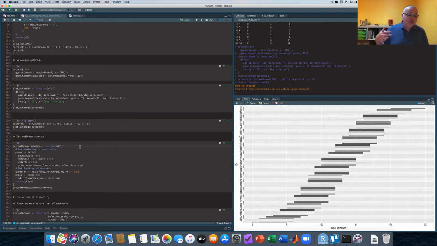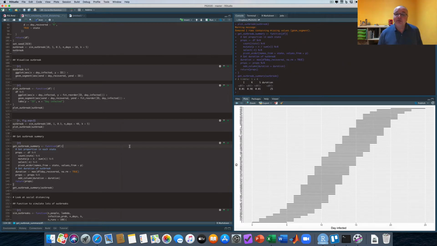And also we're going to look at how long this outbreak takes. So here's my little summary. For example, in this one, we found at the end of it, 98% of the people had recovered. On that last day, we still had a 1% infectious person. Duration, it lasted 25 days. So there's that one person out of the 100 left over.